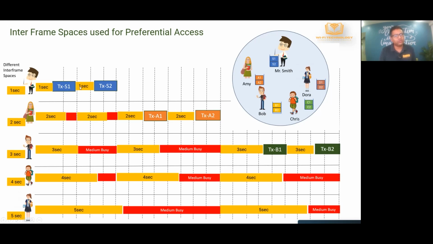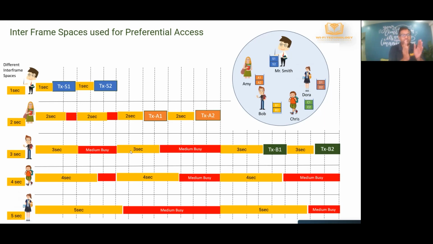Now again, everyone is checking the medium to be free. Now again, the rule is that Mr. Smith has to wait for only 1 second, and Amy has to wait for 2 seconds. So again, Mr. Smith will only wait 1 second. Again, he'll get preferential access, and he'll send his other frame. And again, Amy has to wait, right? Now, after Mr. Smith has finished all his transmissions, then Amy gets preferential access because she has to wait only 2 seconds for the medium to be free, when all these other people have to wait a longer time, right? And this is how you create preferential access for any transmitter by using different interframe spaces.